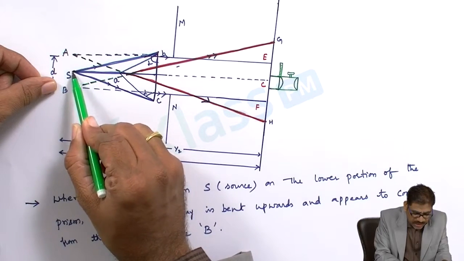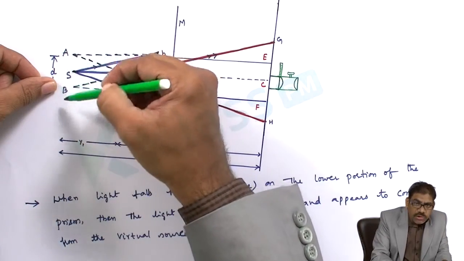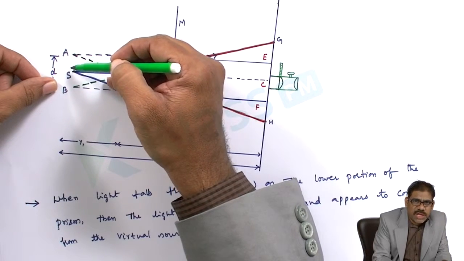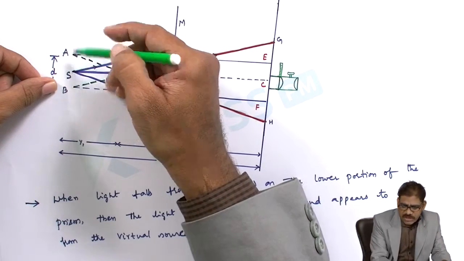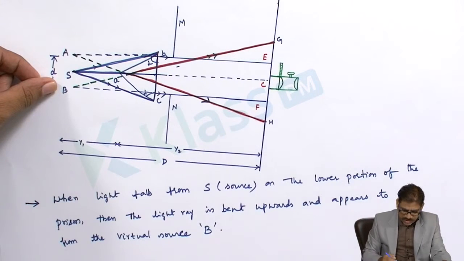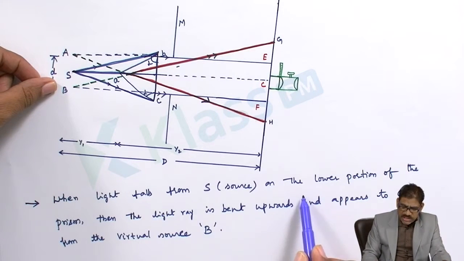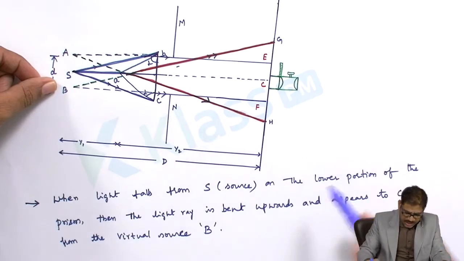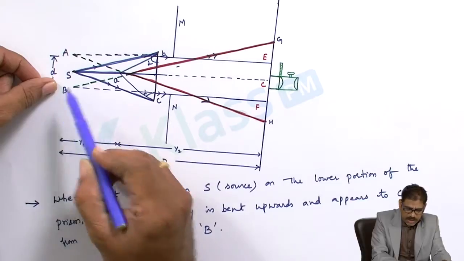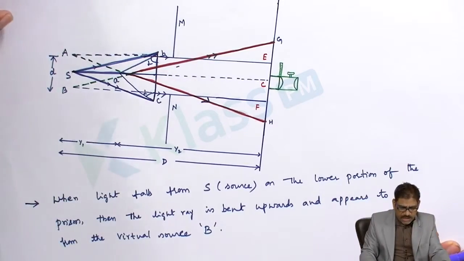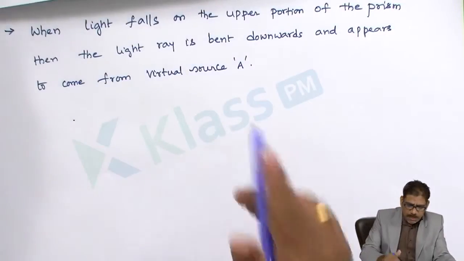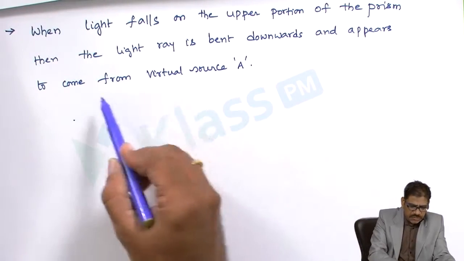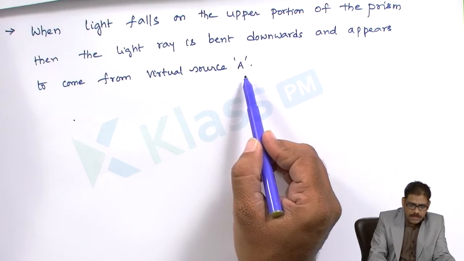Here S is the light which is falling. These are the other two virtual sources of light. A and B are considered as the two virtual sources of the actual source of light. So here we say that when light from S falls on the lower portion of the prism, then the light ray is bent upwards and appears to come from the virtual source B. Similarly, when the light falls on the upper portion of the prism, then the light ray is bent downwards and appears to come from virtual source A.